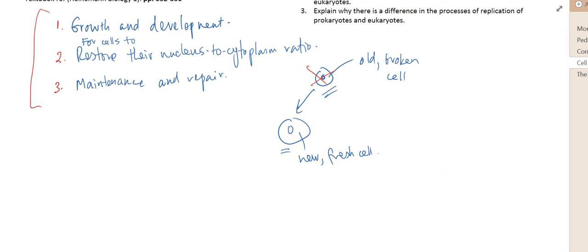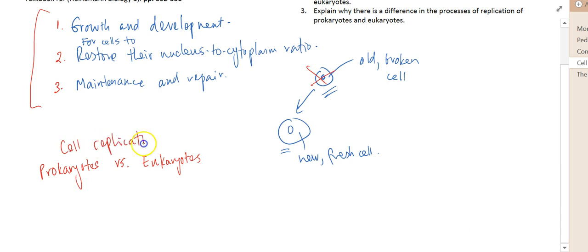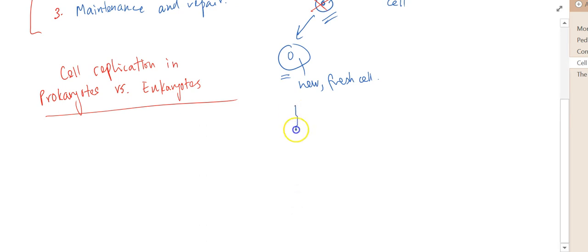Okay, so now prokaryotes and eukaryotes. So cell replication in prokaryotes and eukaryotes. Prokaryotes and eukaryotes have different ways of replicating. With prokaryotes, they undergo a process that we call binary fission. And in eukaryotes, we have mitosis. So you need to know these two different processes and exactly what kind of cells use which process.